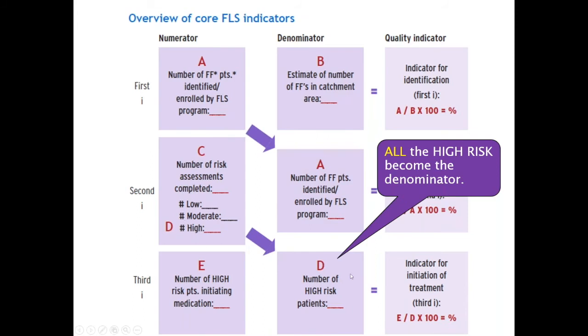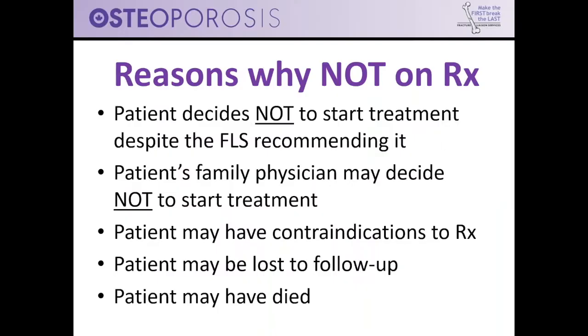Now, why could they be in the denominator but not end up in the numerator, because they're not counted as having been started? Well, here are some reasons. It could be that the patient has decided not to start treatment despite the FLS recommending it. It could be that the patient was in favor of starting the treatment, but the patient's family physician decided to recommend against starting treatment. The patient may have too many contraindications, be too sick and not be able to start treatment. The patient may be lost to follow-up to the FLS.